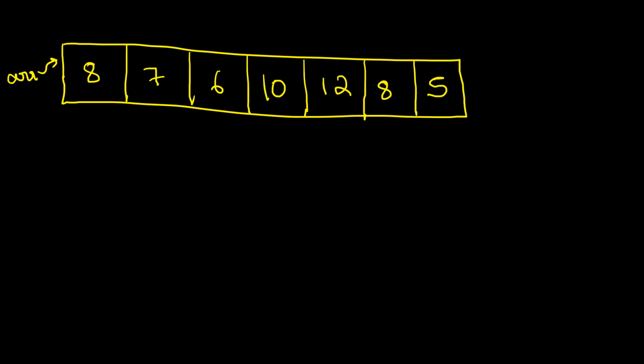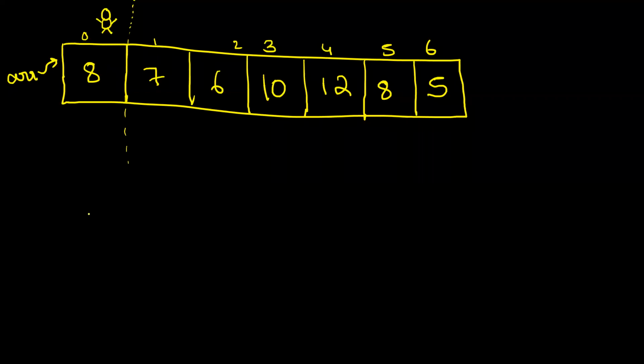So let us try to understand the logic. Think of it like you are a person standing on index number 0. You are standing here. This is the array that you have seen. Currently, you are standing on index number 0. And what is the element at index number 0? 8.